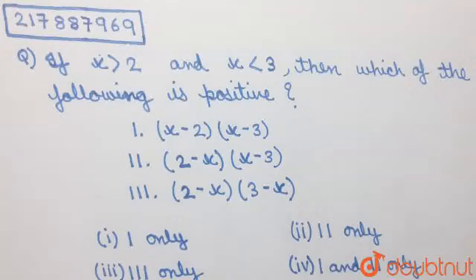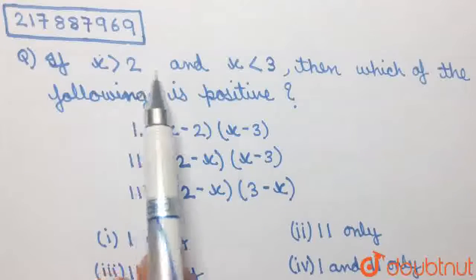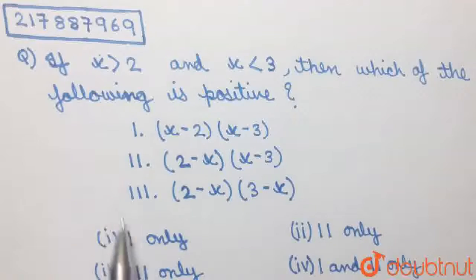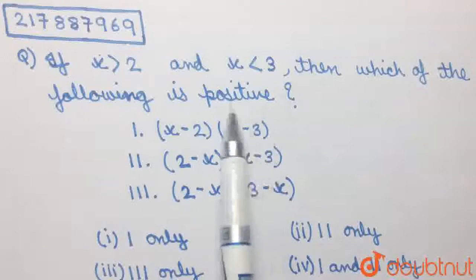Okay, so in this question we have been given two inequalities concerning x, which are x greater than 2 and x less than 3. Also we have been given three expressions and we have to check which of the three are positive.